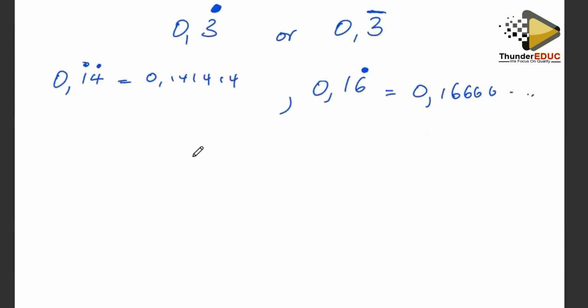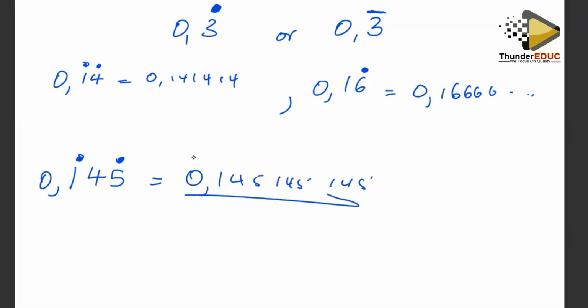And then lastly, what if we have something like 0.145, and then they just put the dots there and then on the 5. So automatically, all these 3 digits after the comma will be repeating each other. So 0.145, 145, and then 145. Now, the question is, how do we express these recurring numbers into common fractions? Okay, so we're going to discuss this.